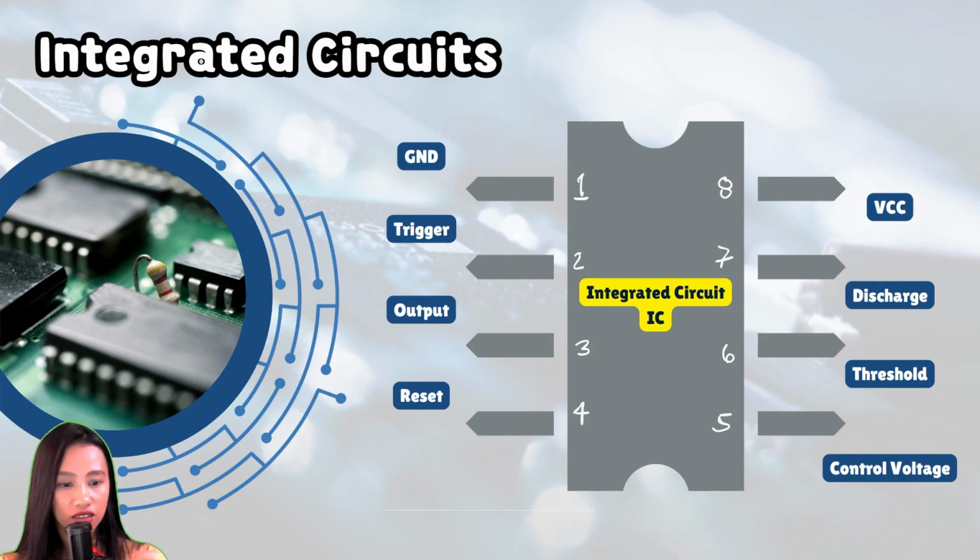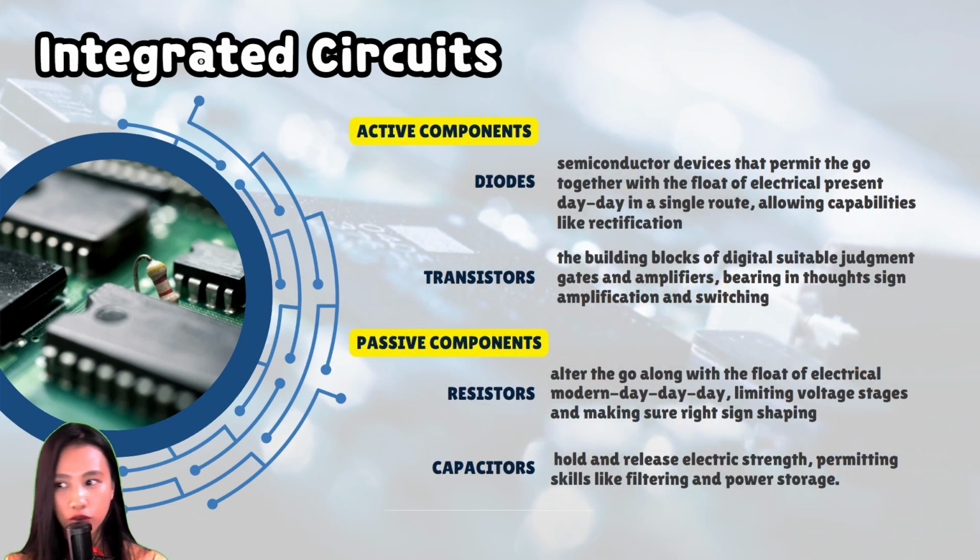So, ang parts ng integrated circuit natin, we have the ground, trigger, output, reset, ang power supply, input natin, ang VCC. Actually, hindi yan siya power supply. Yung sa collector to parang collector to ground, power natin yan siya. And discharge, threshold, and control voltage. So, those are some of the ports of the IC. So, ito yung integrated circuits natin.